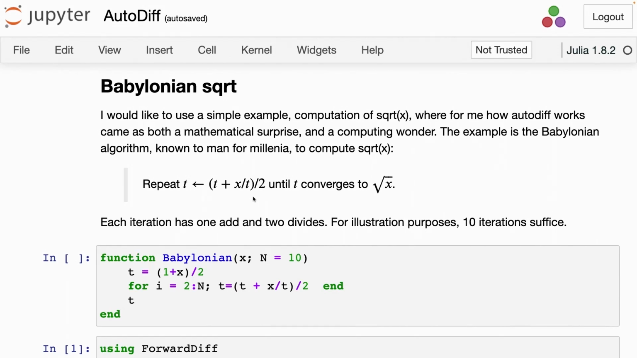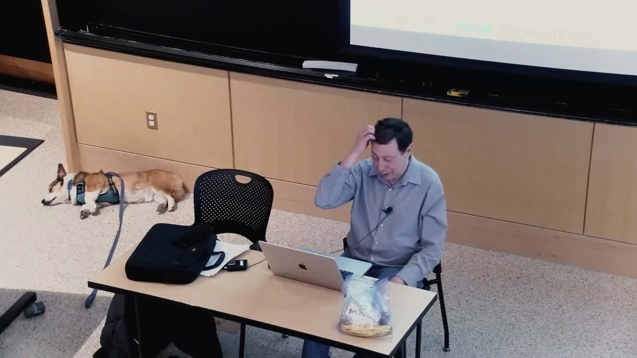Very simple algorithm. It was known for thousands of years. How complicated could it be? But I still think it was pretty clever, the Babylonians. I mean, they didn't have Julia. I thought it was pretty clever.